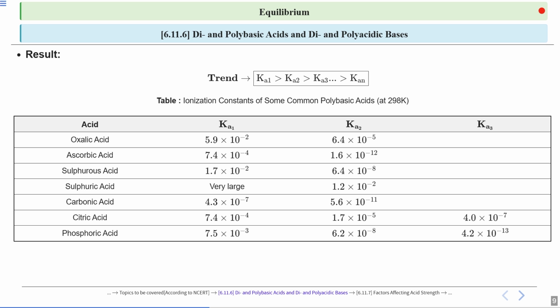Now, these are some specific examples. You can also look at one more example. Suppose oxalic acid: it has a K1 of 5.9 × 10^-2, whereas the K2 is 6.4 × 10^-5. Again, this is a smaller value. Now you can compare it for ascorbic, sulfurous, sulfuric, carbonic, citric and phosphoric acid as well. You will get the same result: for a specific acid, K1 will be greater than K2 and K2 will be greater than K3 and so on. As long as ionizable protons are present, you can see that this trend is followed.